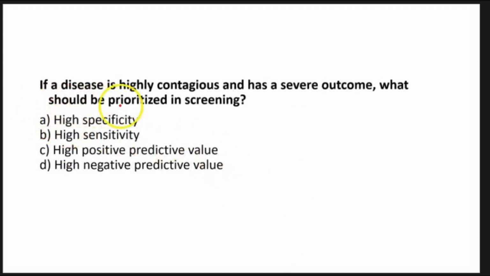Next question: if a disease is highly contagious and has a severe outcome, what should be prioritized in screening? High sensitivity, high specificity, high positive predictive value, or high negative predictive value? The disease is highly contagious and has a severe outcome, so we do not want a single case to be missed during screening. The answer would be high sensitivity. We want to include as many individuals as possible because we don't want to miss any case.